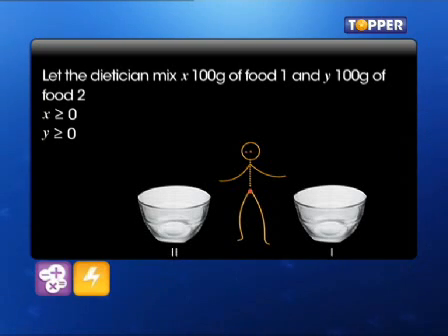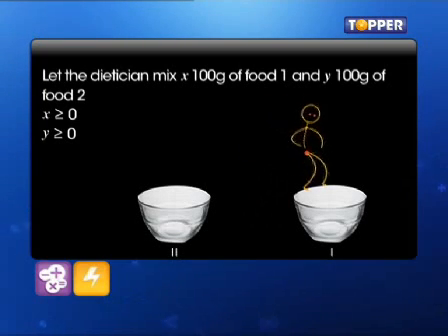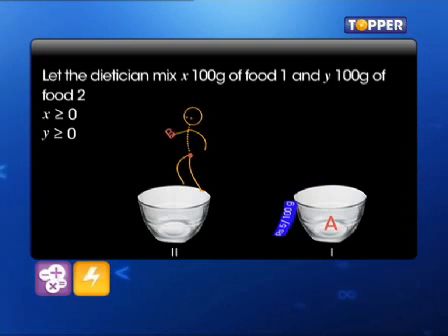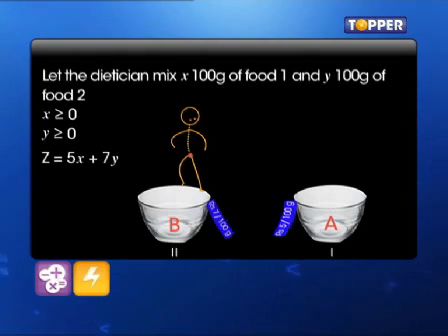Now 100 grams of food supplement 1 costs rupees 5, whereas the same amount of food supplement 2 costs 7 rupees. Therefore, the total cost Z of this mixture is rupees 5x plus 7y. Now remember, one is costlier than the other, so we have to be careful, right?